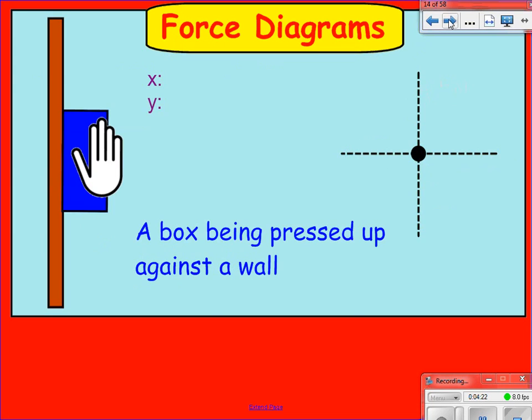Let's look at another example. Now I'm holding a box pressed up against a wall.